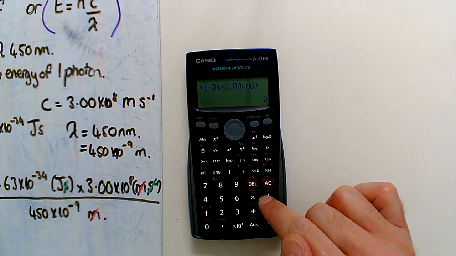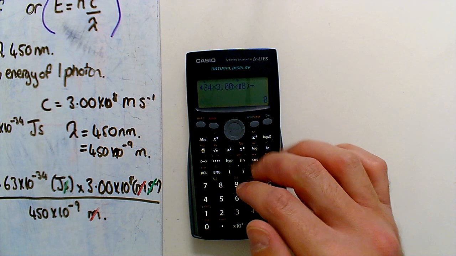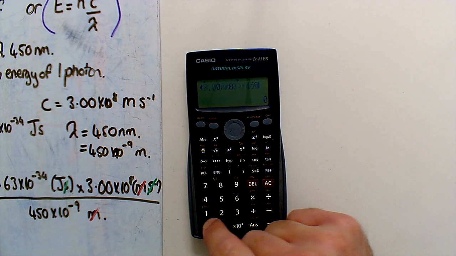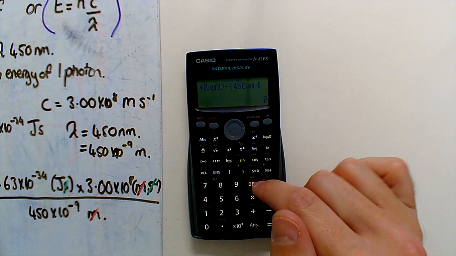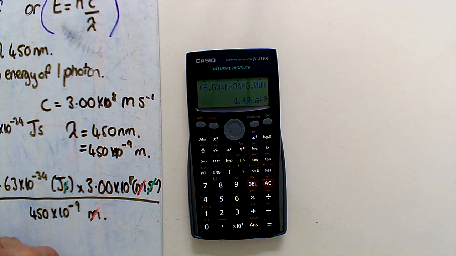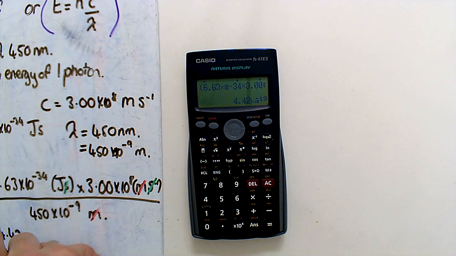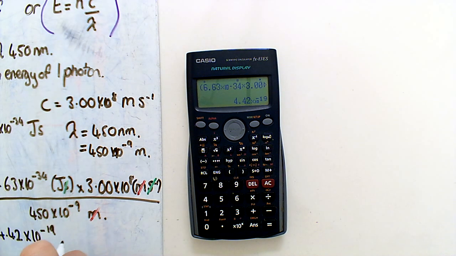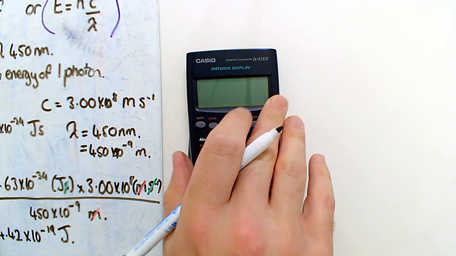Put that in brackets, divide by, and I'll just put it in brackets, 50 minus 9. You can do it all in individual steps, or you can do it all together. And that equals 4.42 times 10 to the minus 19 joules.